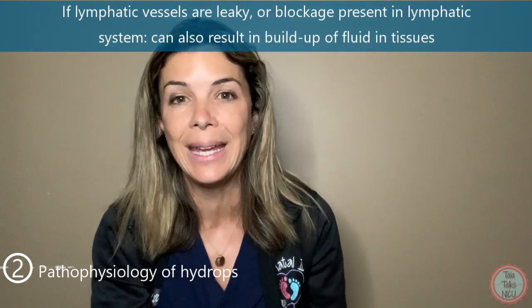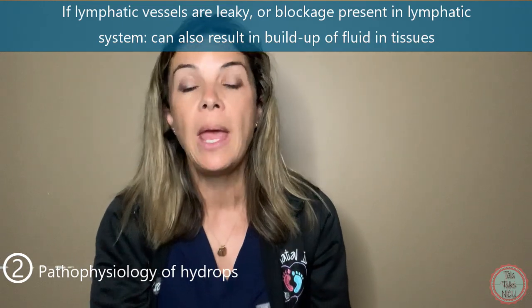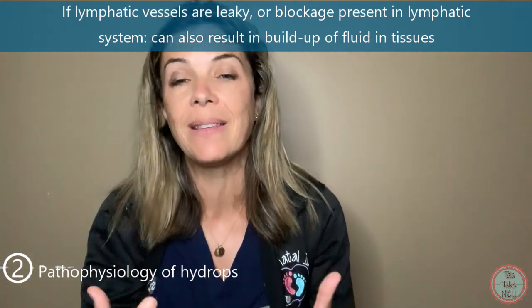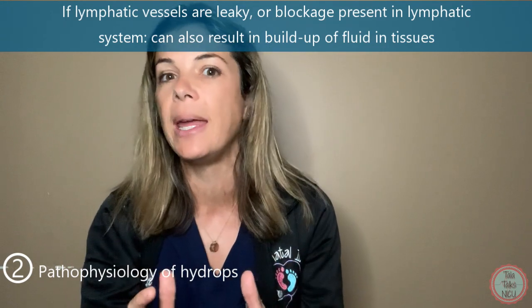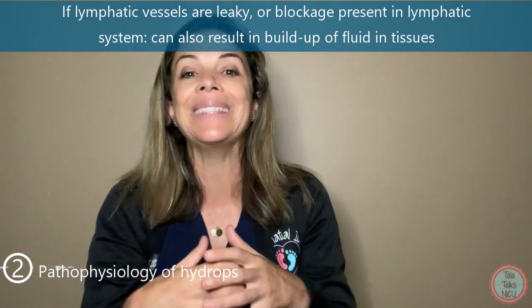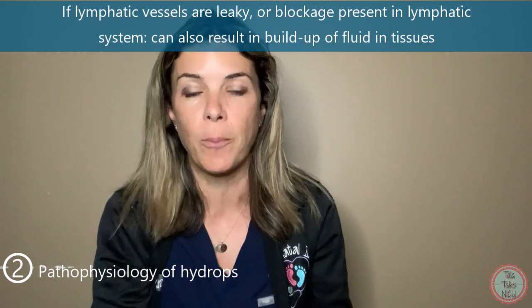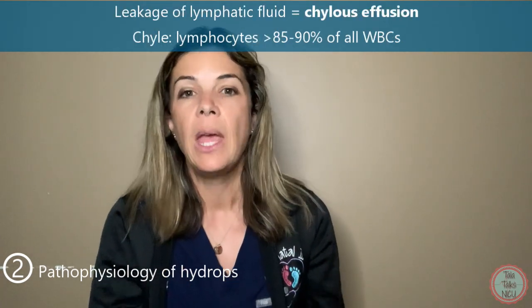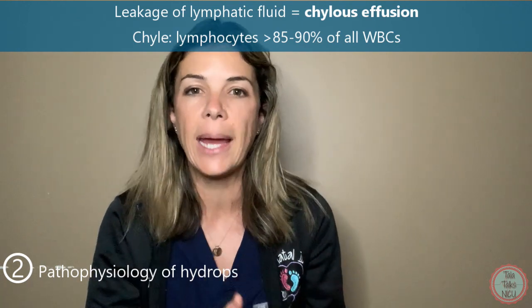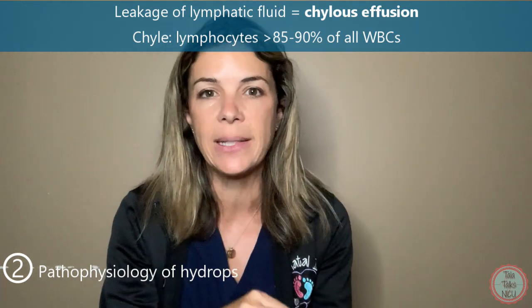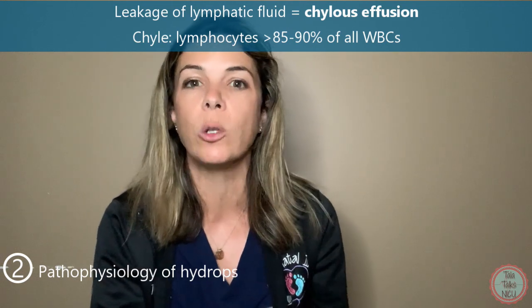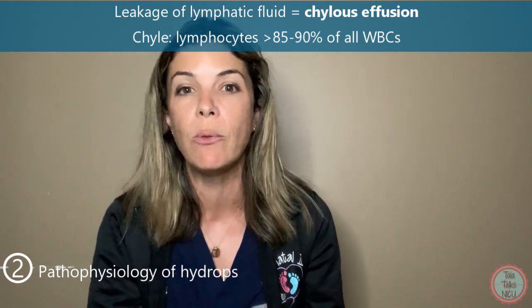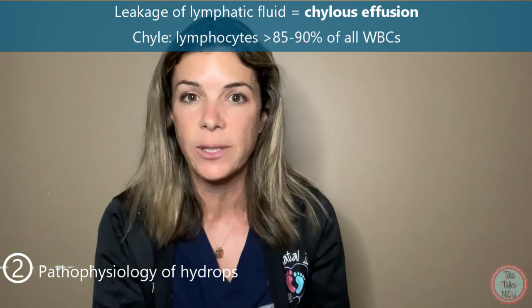subclavian vein. So logically, you can also realize that if those lymph vessels become really leaky, or if there's a blockage somewhere, then you could end up with this lymphatic fluid, very high in lymphocytes, actually leaking into these types of spaces. When it is lymphatic fluid leaking into the space, then it is considered a chylous effusion, because that lymphatic fluid in the wrong space is called chyle, and it's normally extremely rich, as you would expect, in lymphocytes.